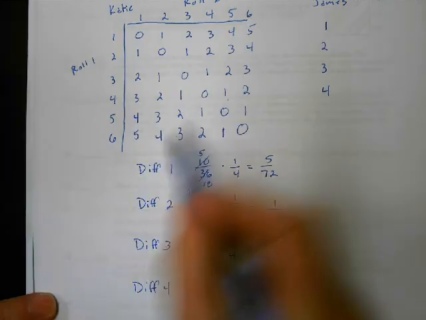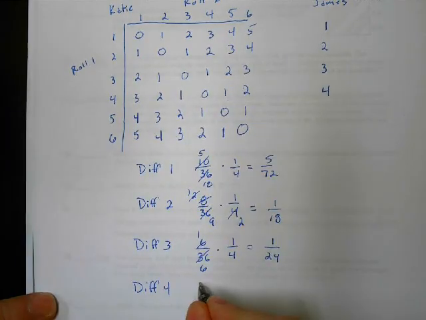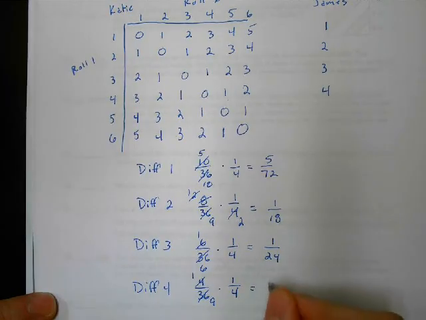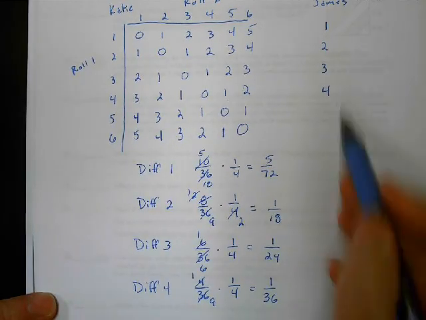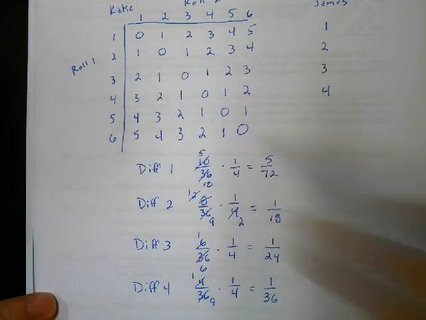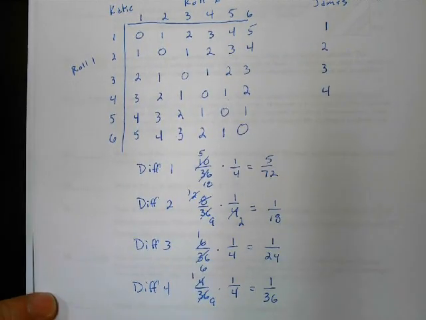1, 2, 3, 4. 4 out of 36, which is 1/9. And he still has a 1/4 chance of rolling a 4. So we get 1/36. Difference of 5? No, he can't roll a 5, so that doesn't matter. And zeros don't matter. So these are all of our possibilities.